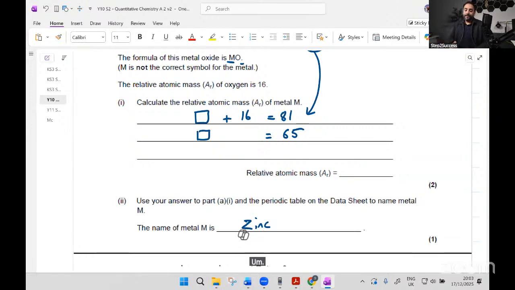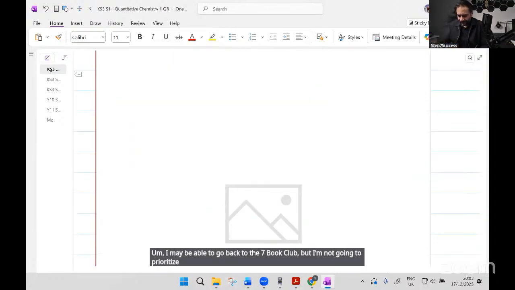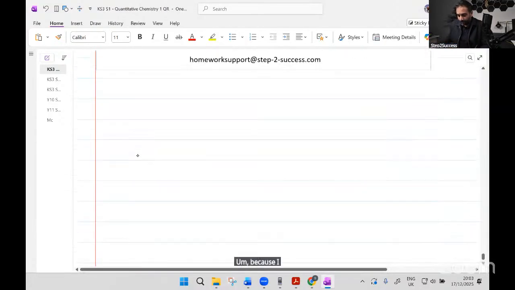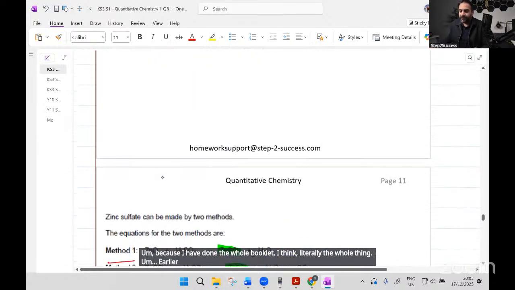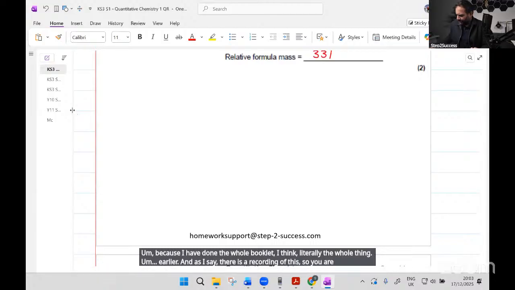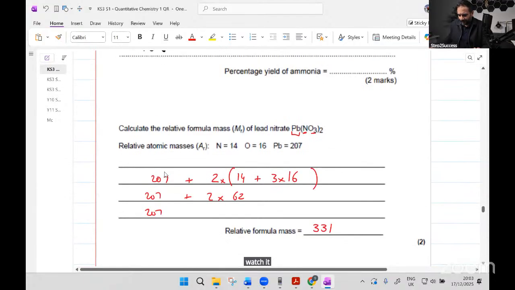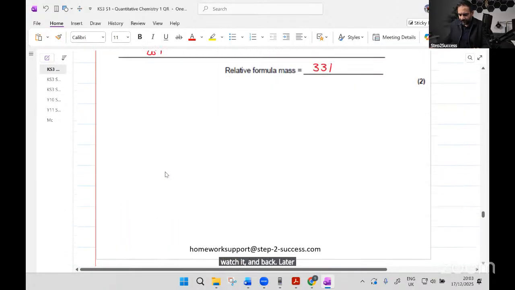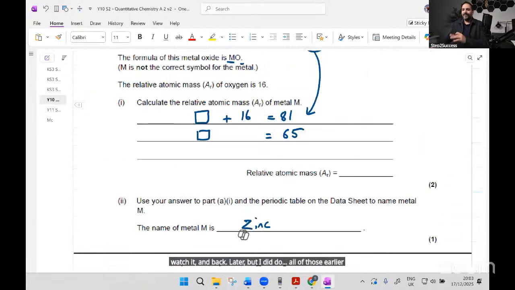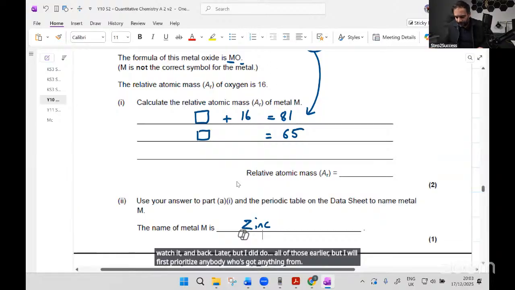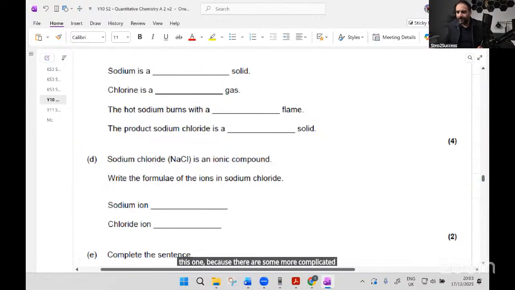I may be able to go back to the year seven booklet, but I'm not going to prioritize that at the moment, because I have done literally the whole booklet earlier. And as I say, there is a recording of this, so you are able to watch it back later. But I will first prioritize anybody who's got anything from this one, because there are some more complicated things that I need to go through.